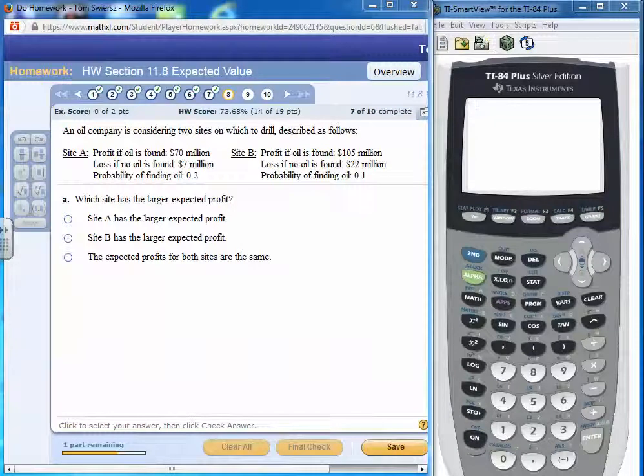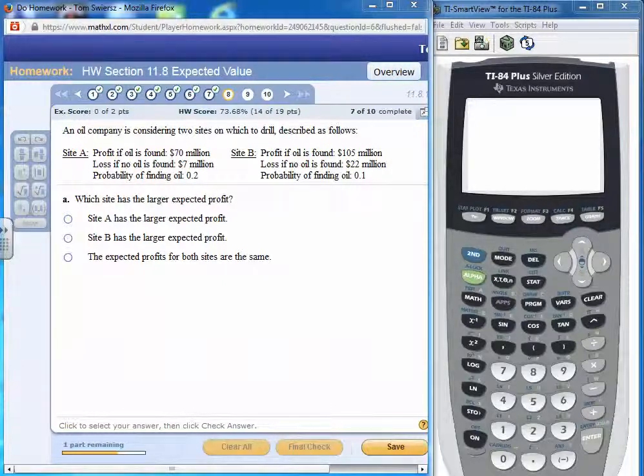Okay, in this video session, we're going to go ahead and begin on homework problem exercise number 8 from section 11.8, expected value in the homework exercise in MyMathLab. All right, let's go ahead and look at this problem.